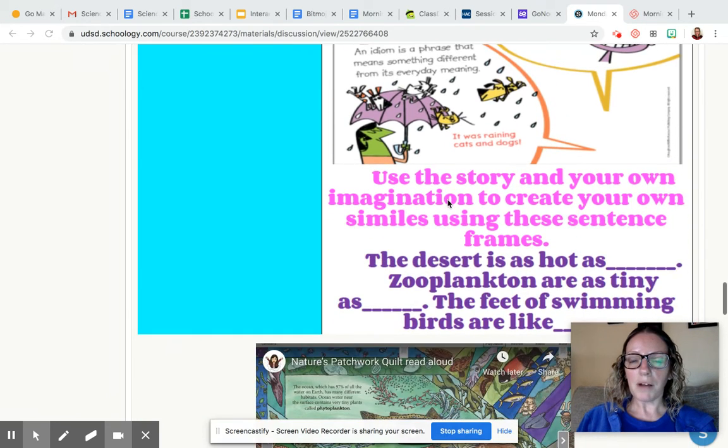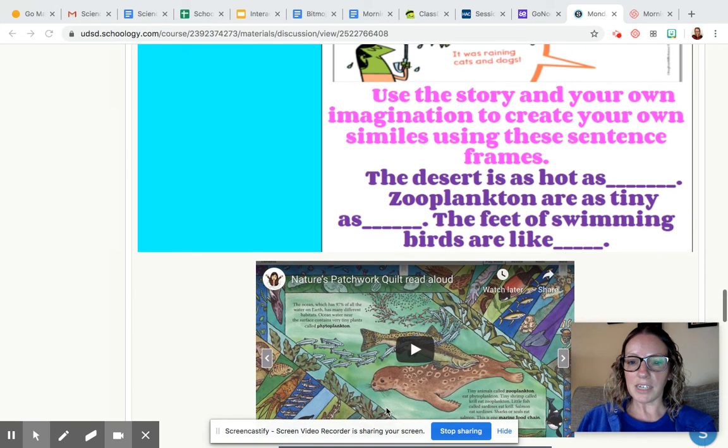There'll probably be some of those in your story that you're going to read right here, Nature's Patchwork Quilt. After you read the story or listen to the story, think about figurative language that you come across in the story. You're going to use the story and your own imagination to create your own similes using these sentence frames. The sentences are started for you. You're just going to come up with words that complete them using similes, which are comparing two things that are not alike using the words like or as.